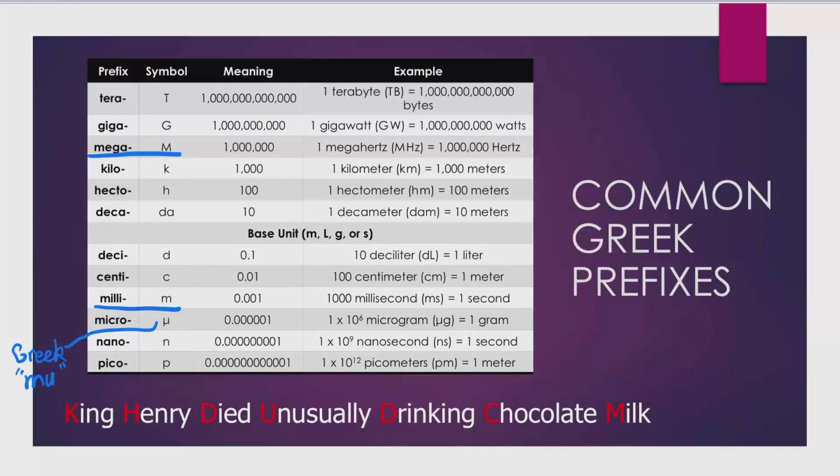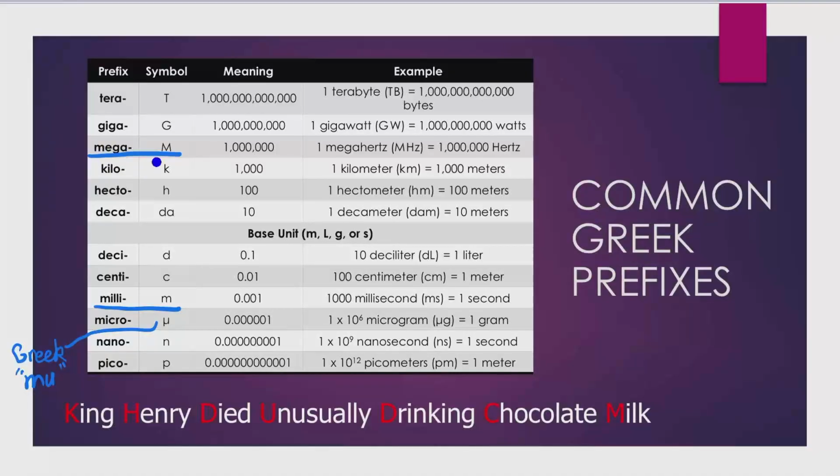Mu. So it's a U just with a little thing in front also. It's not really important. I'm just pointing it out in case you're curious about it. And then each of these prefixes means something. So mega means million, kilo means 1,000, hecto means 100, deca means 10, like 10 years is a decade. Deci is 0.1. And there's a mnemonic device for remembering the order of some of these.